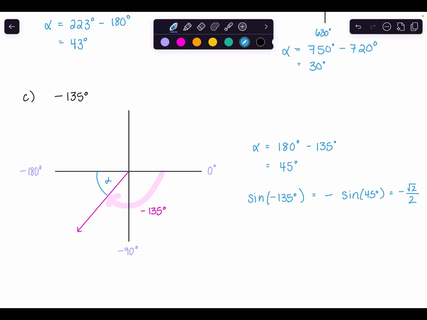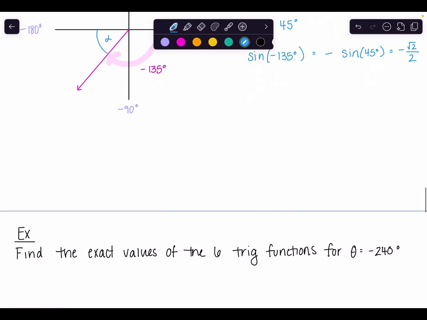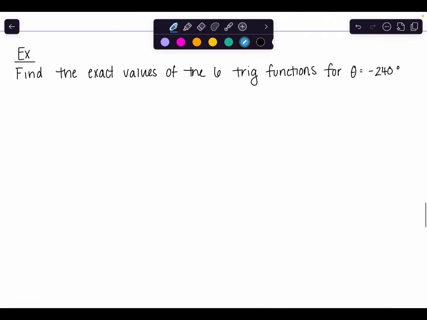So again, if I wanted to find sine of negative 135 degrees, it will deal with sine of 45 degrees. And since I'm in quadrant 3, sine is negative there. So this would be negative root 2 over 2, okay?